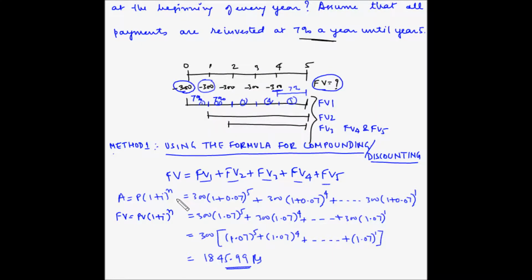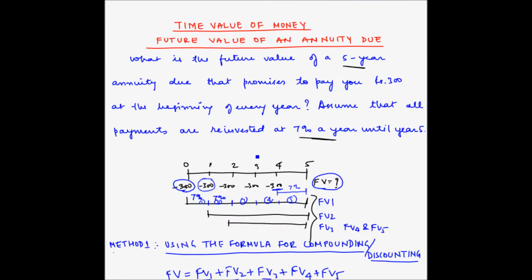Now this method is easy because we just have to remember the formula of compound interest. However, imagine a case where the tenure of the annuity is 20 or 30 or 40 years. In that case, this calculation will become very, very tedious. So let's take a look at the second method, which is to use the formula for finding out the future value of an annuity due.